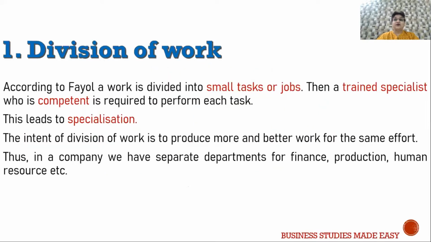So Fayol said that the work should be divided into small tasks or jobs. And this task should be done by a trained specialist who should be competent to be able to do the job. Now, what happens when a trained person is doing the job? Then he starts specializing in it. And when he starts specializing in it, he has to put less effort to get the same work done. So this leads to more productivity. And most of the organizations are using this concept because they create the departments according to the functions being performed. That is nothing but division of work. So the first principle was division of work.